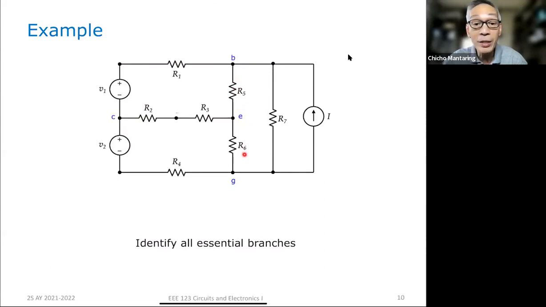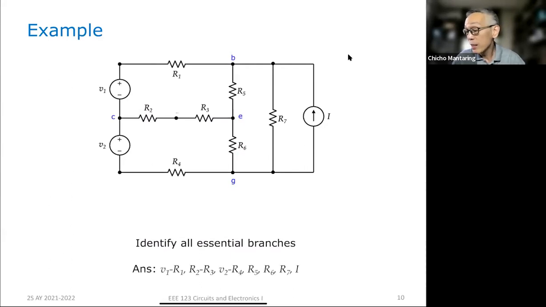R6 is again a branch because E and G are essential nodes. This is a branch connecting B and G. And this is also another branch that connects B and G. In other words, I can have more than one branch connecting two essential nodes. No? R7 and I are two branches that connect two essential nodes. So that's 7 all in all. So V1, R1, R2, R3, V2, R4, R5, R6, R7, and I.